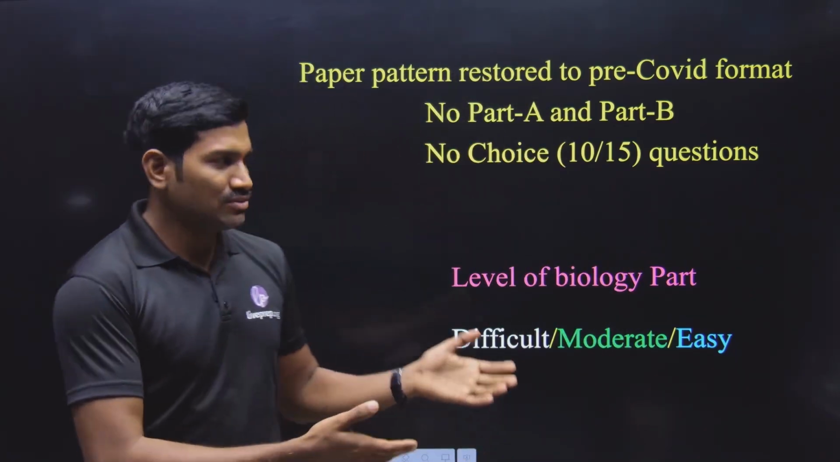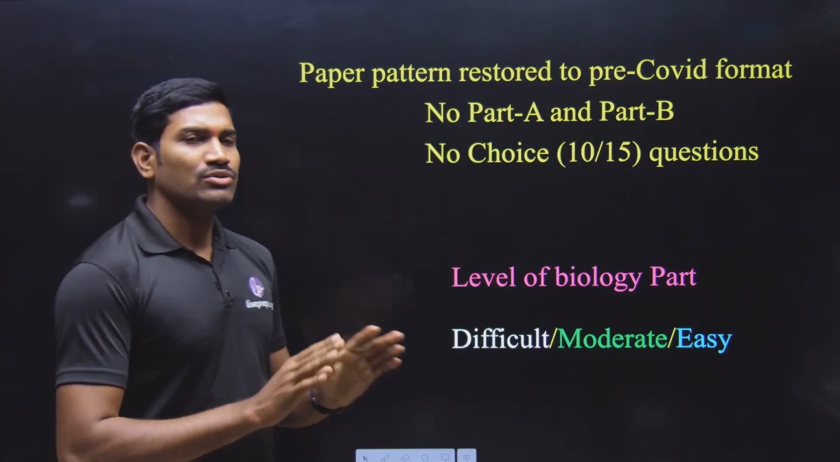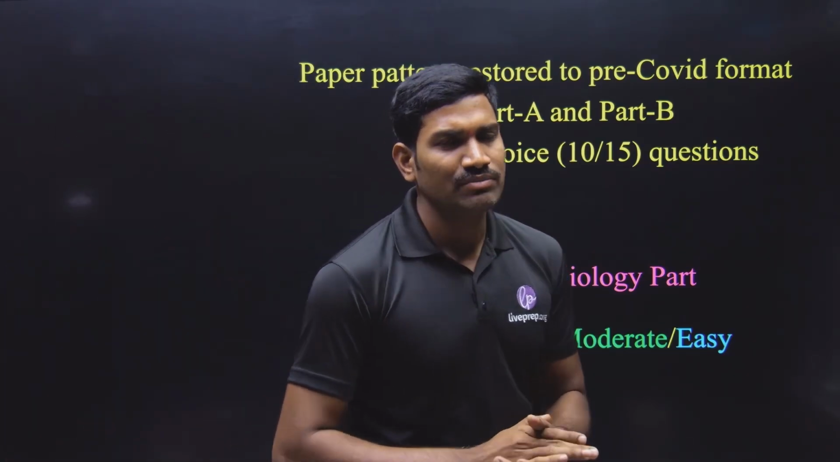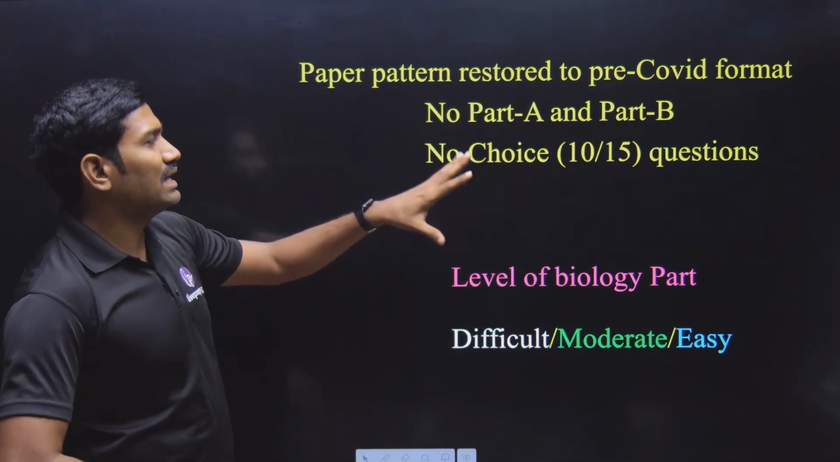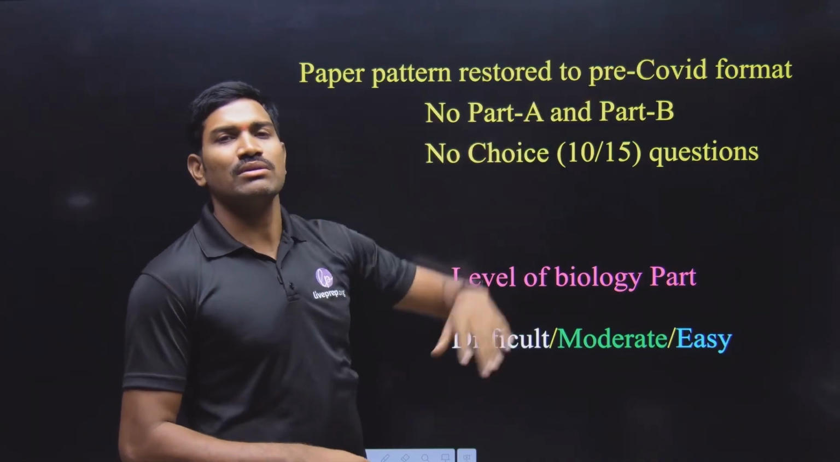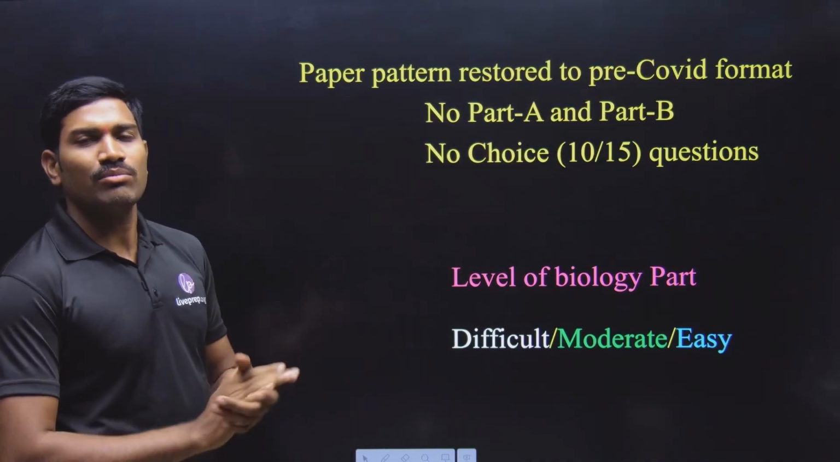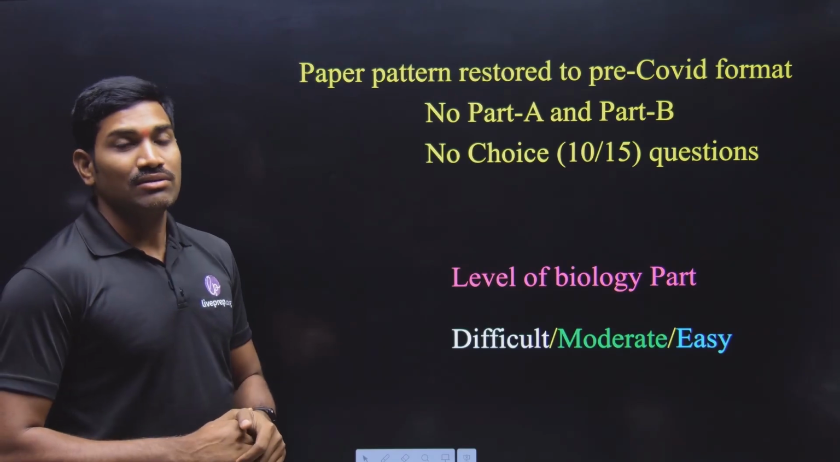The pre-COVID situation is exactly like this only. There are no choice questions. So 90 questions will be there from biology, and you need to answer all of them if you know the answers. This is how they have restored the pre-COVID format of the NEET examination. This is one more point that we need to observe here.